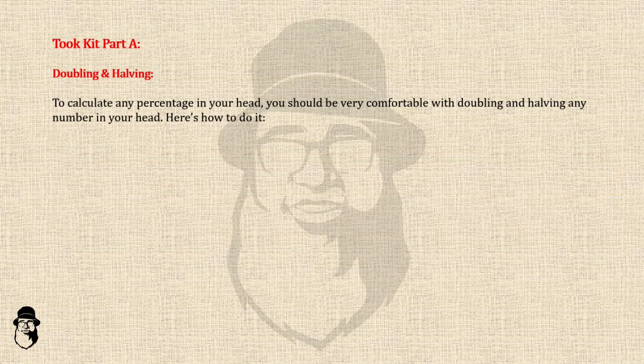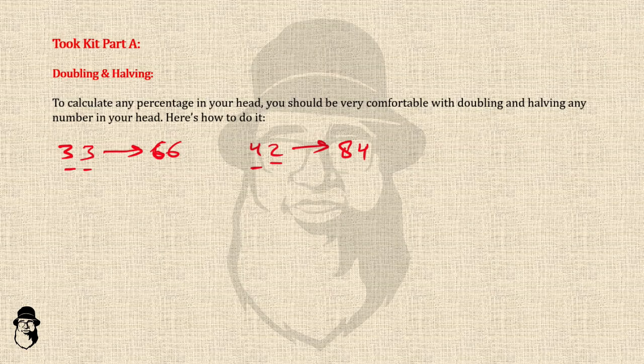To calculate any percentage in your head, you should be very comfortable with doubling and halving any number in your head. Now let's do that first. Let's talk about doubling first. To double 33, we just simply double this 3 to get 6 and this 3 to get another 6. So double of 33 is 66. Similarly, double of 42 is, double of 4 is 8 and double of 2 is 4. So double of 42 is 84.